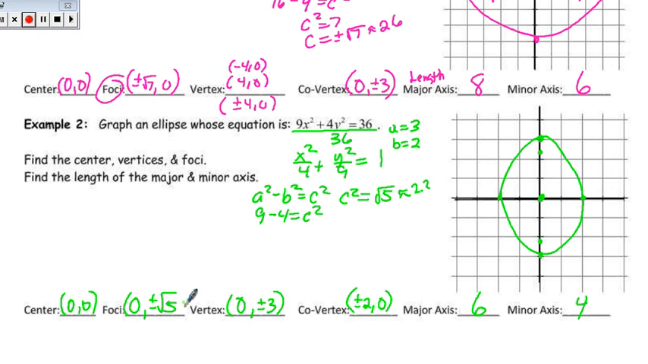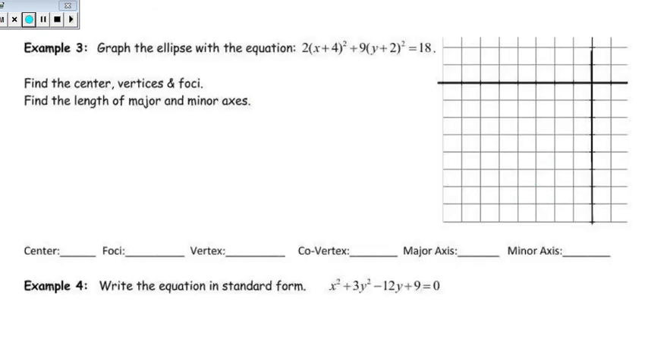Alright, so let's flip those papers over. We have example 3 on the back. So again, we're looking here. I want to graph this ellipse. The first thing that I notice is that it's not set equal to 1. So the first thing we're going to do is go ahead and divide everything through by 18. So now I'm going to get (x plus 4) squared over 9 plus (y plus 2) squared over 2 will equal 1. So you do need it set equal to 1.